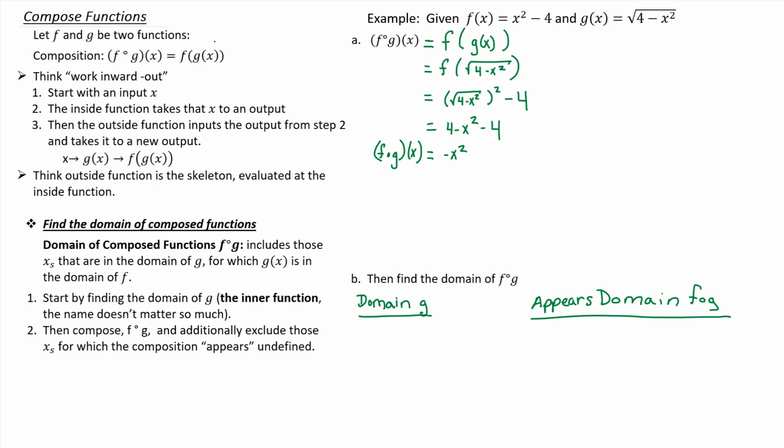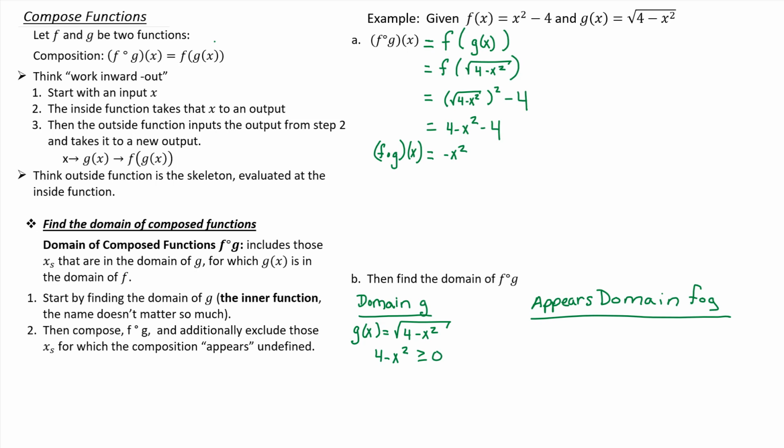As far as the domain of g is concerned, we're going to look at our function g, the same g that we used in our composition. And g of x is the square root of 4 minus x squared. Now we know that if we're dealing with a square root, you have to take the square root of something that's either 0 or positive. You can't take the square root of a negative. So whatever's underneath the square root, 4 minus x squared, has to be greater than or equal to 0.